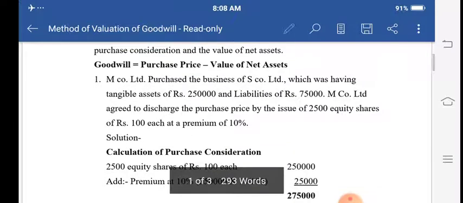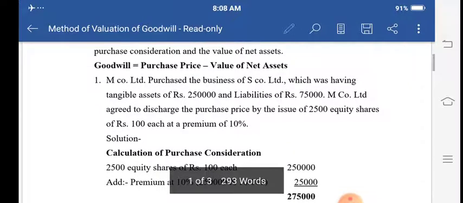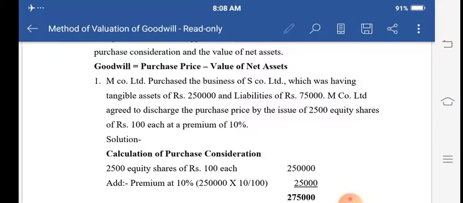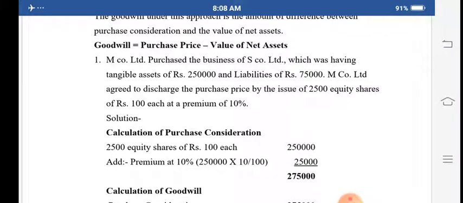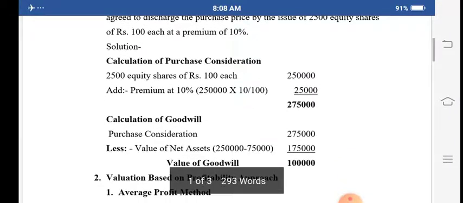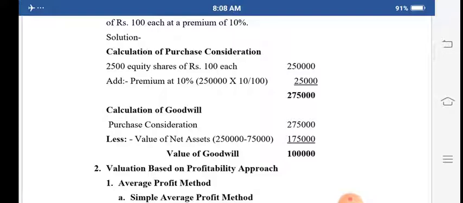Okay, so now what's the formula? Purchase price minus the value of net assets. And you know how to calculate the net assets: the total assets minus the outside liabilities, you will get the net assets. And what is the total assets? 2,50,000 are the total assets and 75,000 is the liabilities. So it means we have to minus the 75,000 from the assets. So the purchase consideration is 2,75,000 less value of net assets. The net assets, see how many rupees? 2,50,000 minus 75,000. The net assets will be 1,75,000.